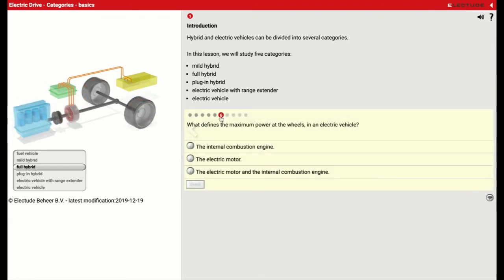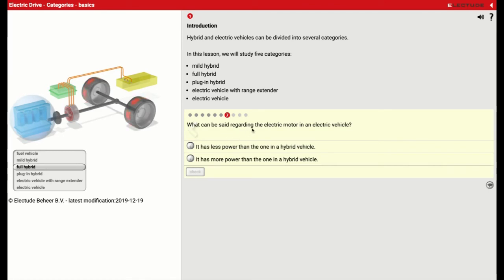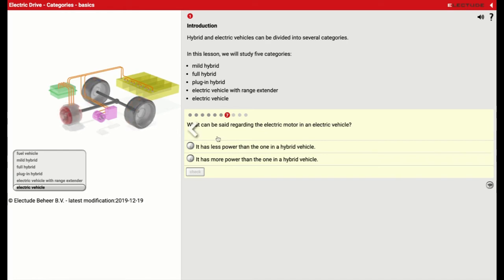And if we go to number six, what defines the maximum power at the wheels in an electric vehicle? That's going to come down to the electric motor. If that's the only thing creating our power, the bigger it is, the more power we'll have. The smaller it is, the less power we're going to have. What can be said regarding the electric motor in an electric vehicle? It's going to have more power than a hybrid because there's no gas engine over here. If we go to our electric vehicle, no more internal combustion engine. It's all based on my electric motor. So that motor is going to have to be bigger and have more power than a hybrid.